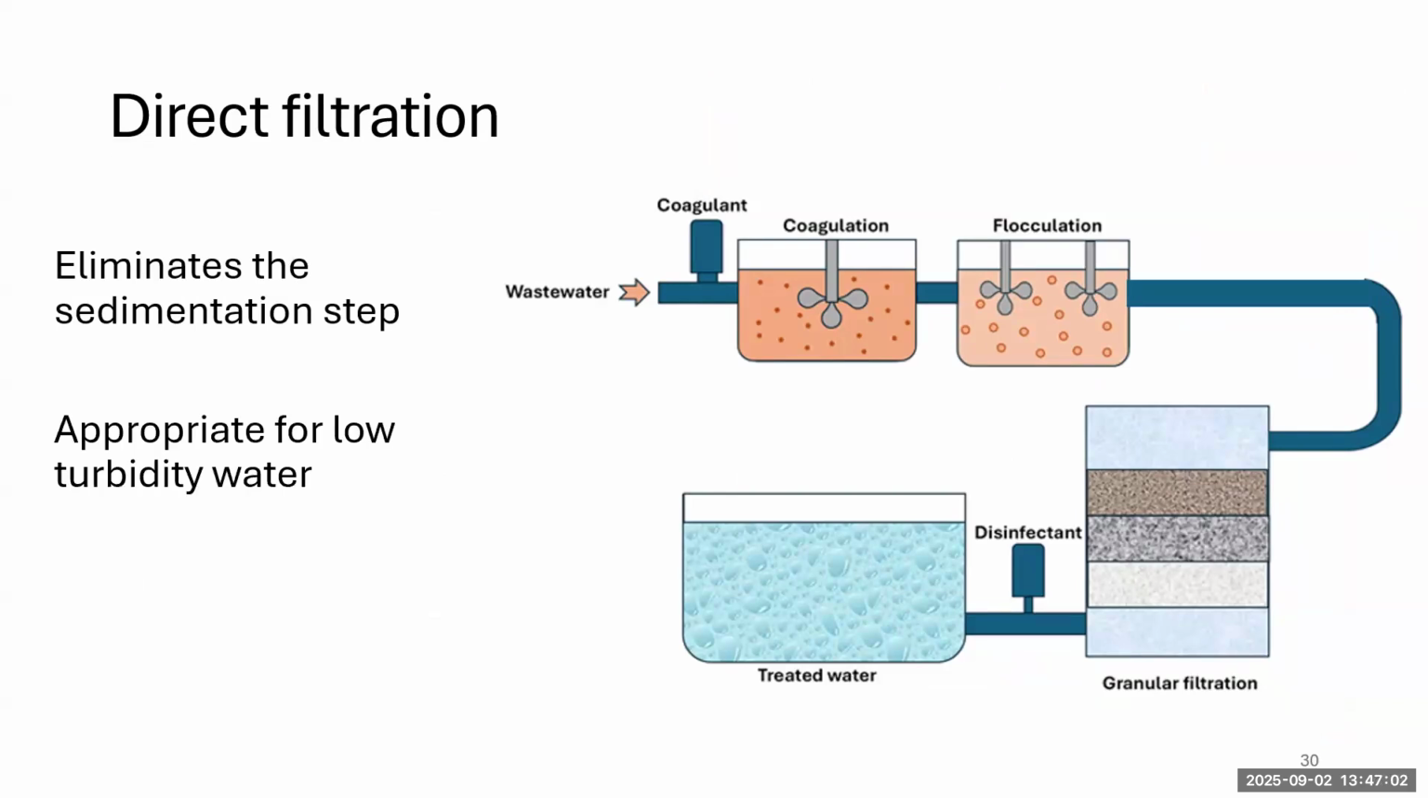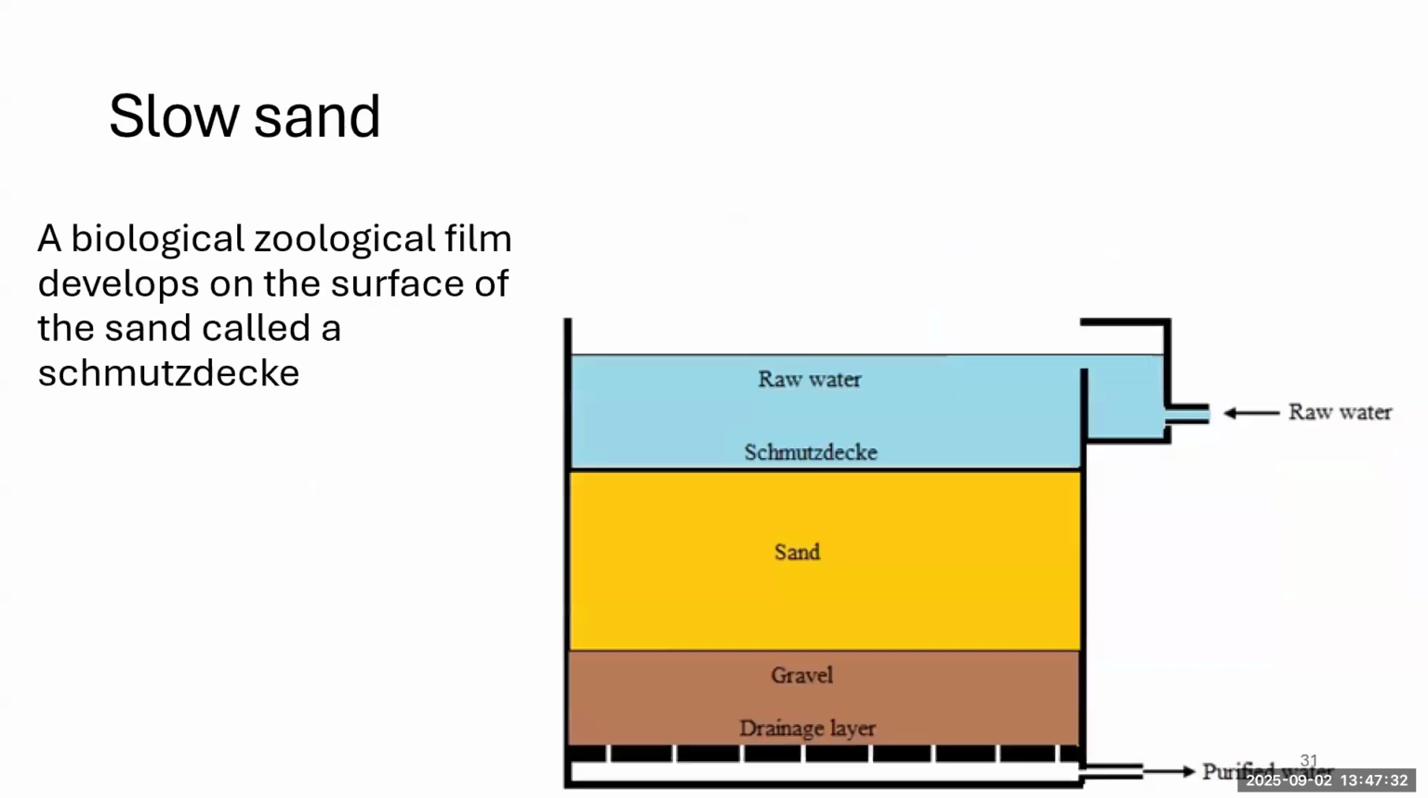You would possibly use that if you had a source water that was very low in turbidity, so that it wouldn't be overloading the filters with excess. If you're treating a very turbid river, for example, you'd have so many solids, such a high amount of particles to filter, it would quickly overwhelm the filter. But for very low turbidity waters, you can get away sometimes with direct filtration.